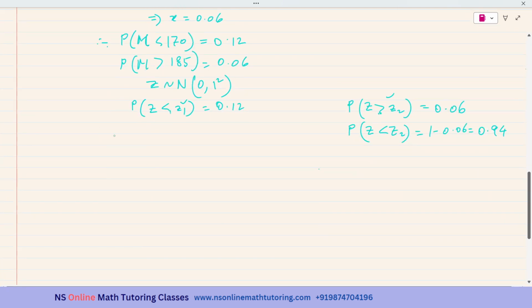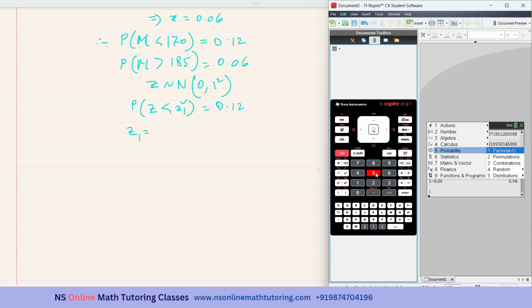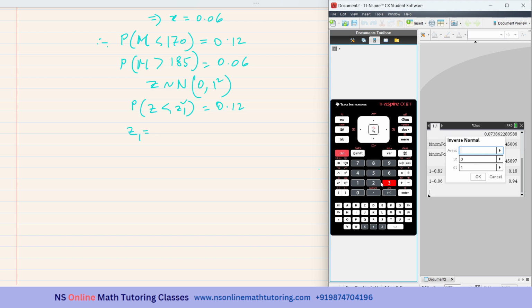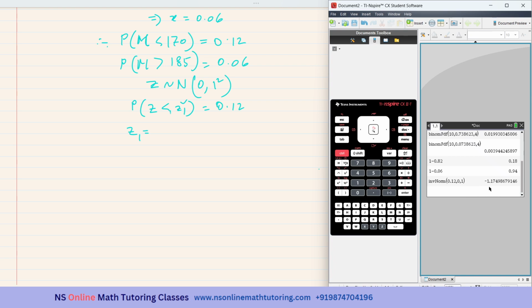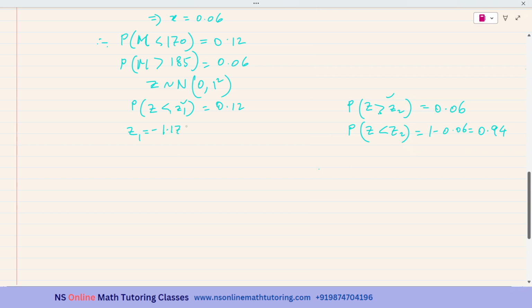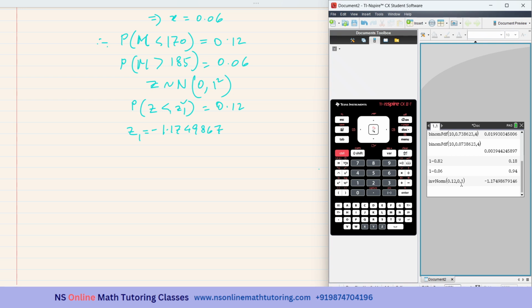Okay. Now we are in a position to find the values of Z1 and Z2. For this, you don't have to show the inverse normal working; you can just write the values of Z1 and Z2 because these are not the final answers. So menu, then probability, then distribution, and then inverse normal. Area is 0.12, mean is 0 and standard deviation is 1. It is negative 1.1749867. This time I will be taking more digits, not correct to 3 significant figures. I've taken 7 decimal places.